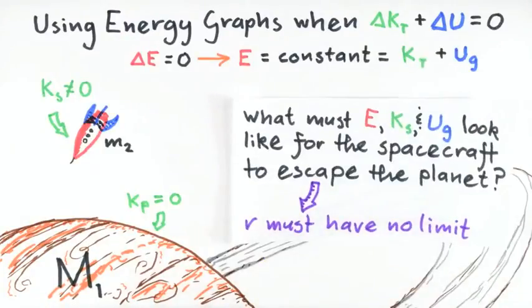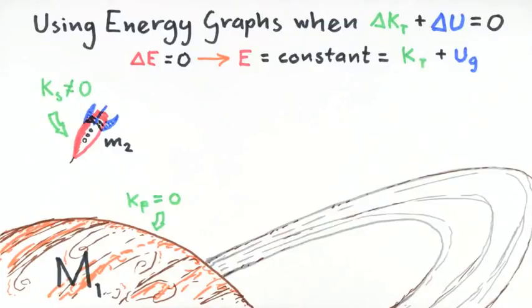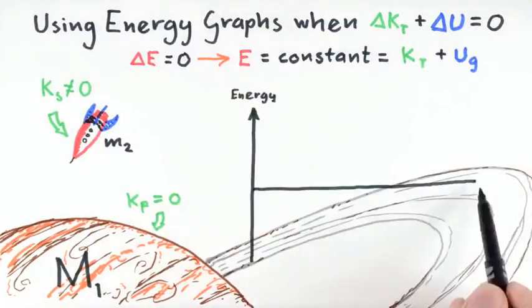Here's the question we're going to answer. From an energy standpoint, under what conditions will the spacecraft escape the planet? Escape here means the spacecraft will be able to achieve an arbitrarily large separation distance r from the planet. The energy principle tells us that for the planet plus spacecraft system, with no external interactions, the change in the total energy is zero, or equivalently, the total energy of this system is a constant.